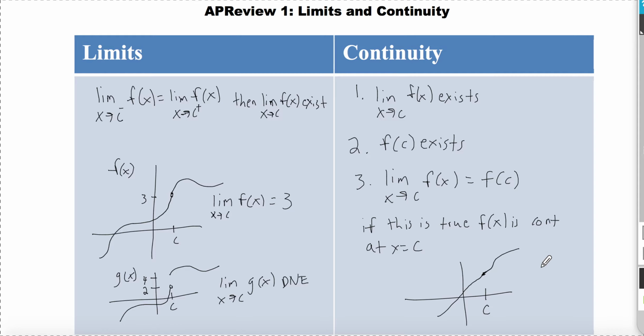This is to avoid situations, for example, where you might have some limit that exists and a point that exists, but the point does not actually sit where the limit is, and you end up still with a jump discontinuity there. This would not be continuous.